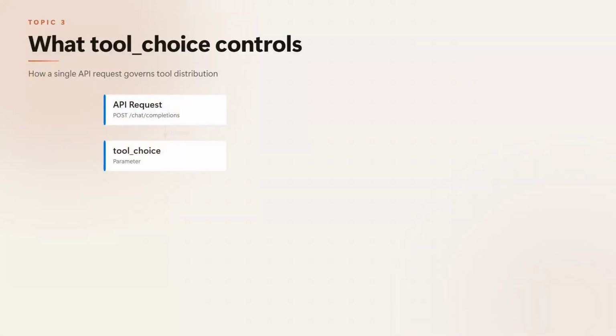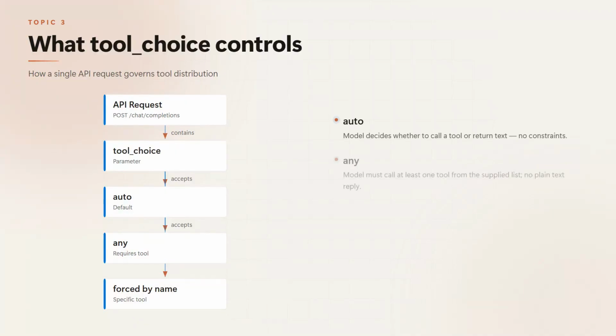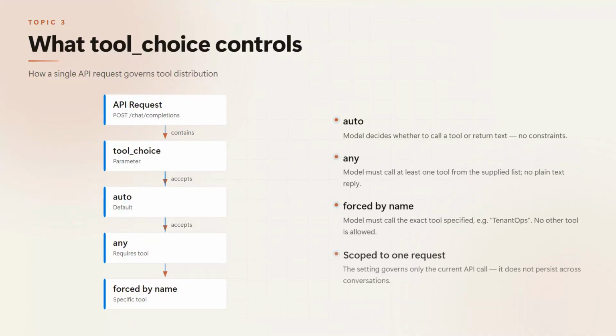Tool choice is a per-request setting that tells Claude how to use tools. Auto lets the model decide whether to call a tool or answer in prose. Any forces a tool call but lets the model choose which tool. Forced selection locks a specific tool by name. The distinction people get wrong: tool choice is not a workflow engine. It does not remember state across turns. It is a single turn directive.